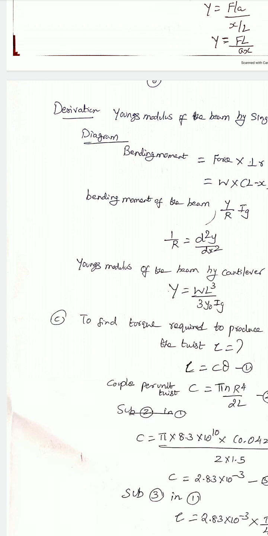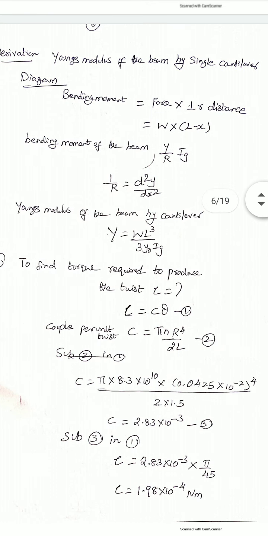Then 1c, that is torque. So calculate the torque required to twist the wire of length, it is given here. Okay, then rigidity modulus, these things are given. So we know the equation tau equals c multiplied by theta, and c is the couple per unit twist. So then we are substituting here, c equals pi n r power 4 by 2l. So n, small n, is rigidity modulus 8.3 into 10 power 10.